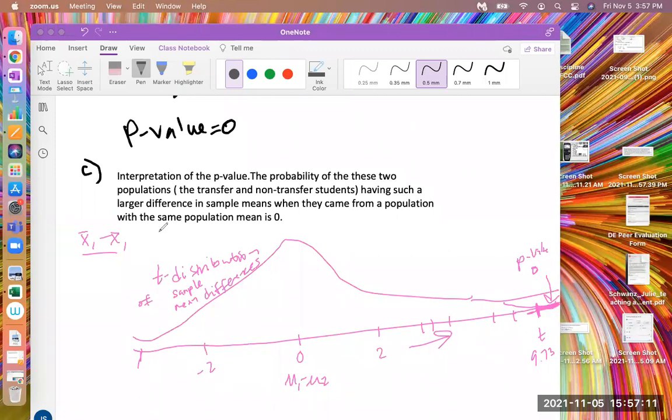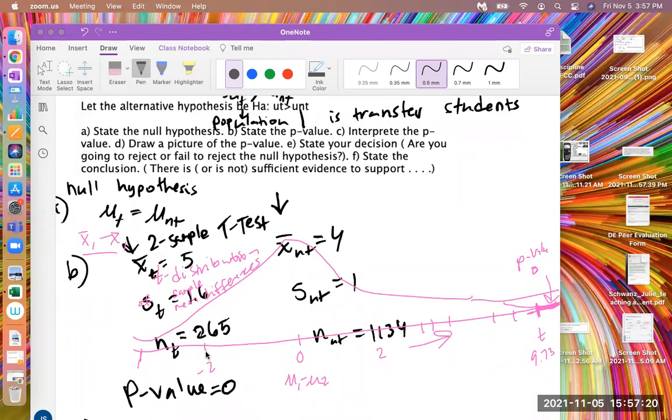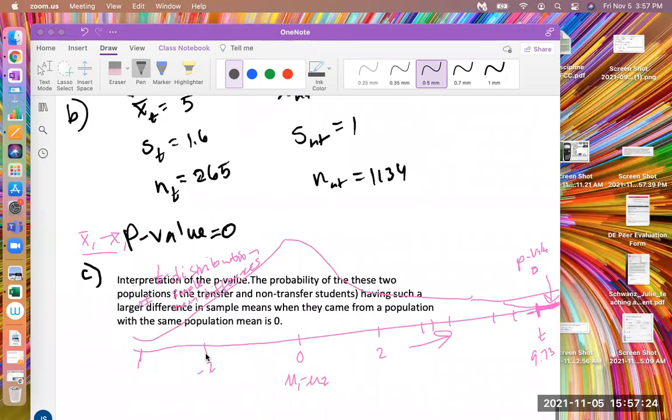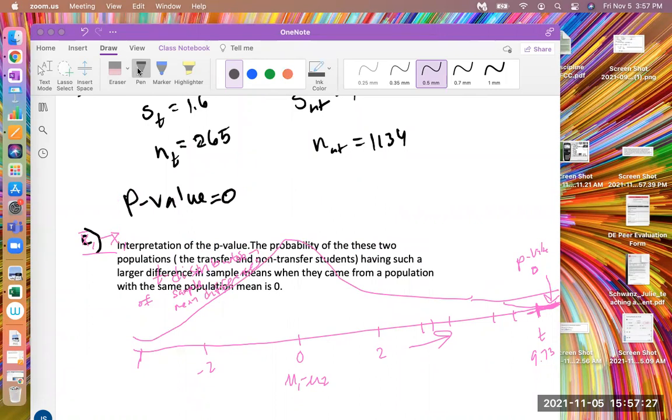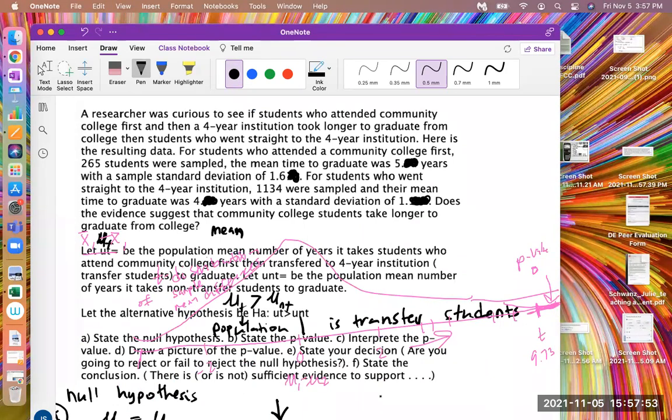All right, that's the picture, those are the values that we want. Okay, then it says state my decision. So part D is, because the p-value is less than alpha, which is, what is alpha in this problem? Oh dear, did I not put alpha here?